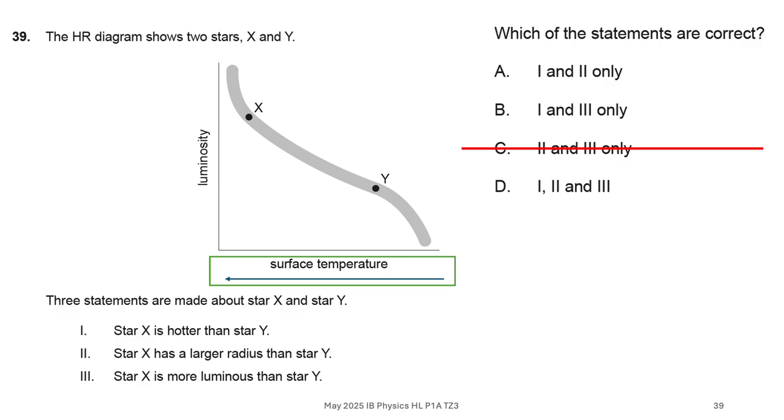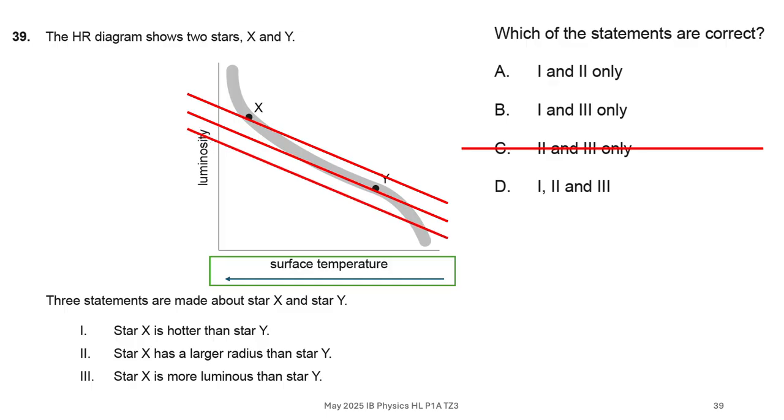Radius is an interesting one. I don't know if many students know this, but you can draw lines like this, rough lines like this, which kind of relate the radii to our planets. Again, you can see here that X has got a higher radius than Y. So in that case, I can get rid of B because it's saying that 2 is not true.